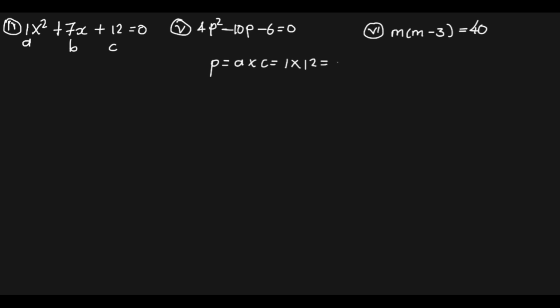So 1 times 12 is 12. Then the sum is found by just stating the value of b, and we can see that the value of b is 7. Then we need to find the factors. So the factors are the two numbers that we can add to give us 7, and when multiplied, those two numbers must give us 12.